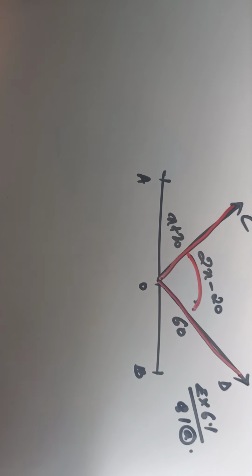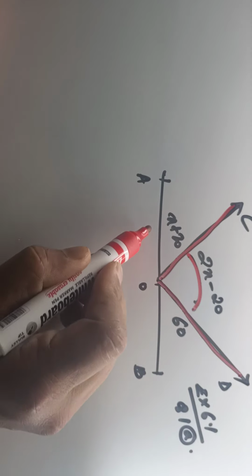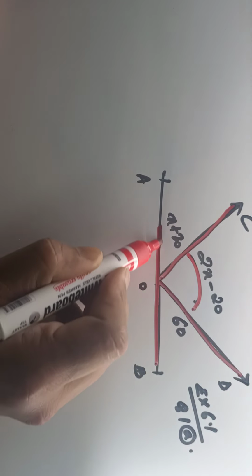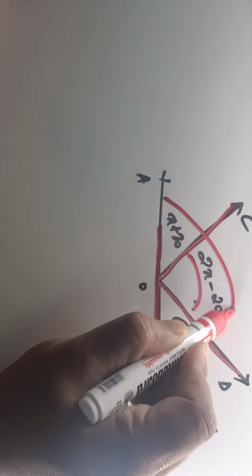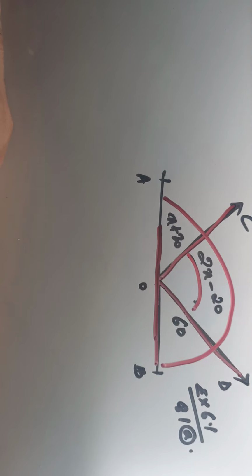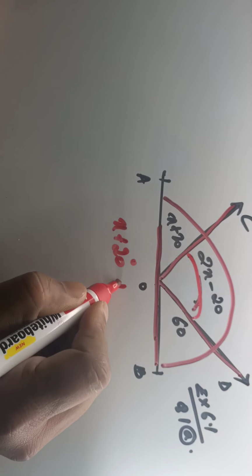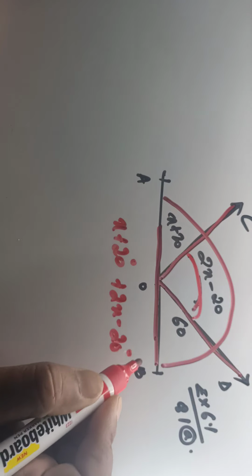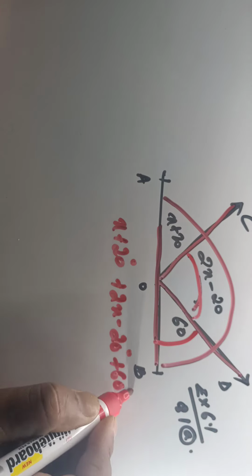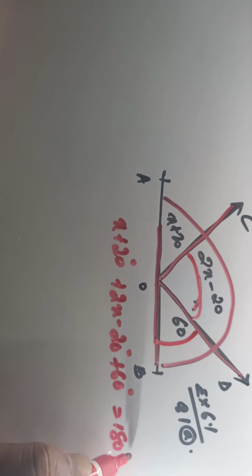Now, if you can still remember the explanation which I had given you some days back, this is a straight line. Over here you can see that AOB is a straight line. So the sum of the angles, the entire angle, will be equal to 180 degrees. So what you can do here is, you have x plus 20 degrees plus this angle 2x minus 20 degrees plus this angle 60 degrees will be equal to 180 degrees.